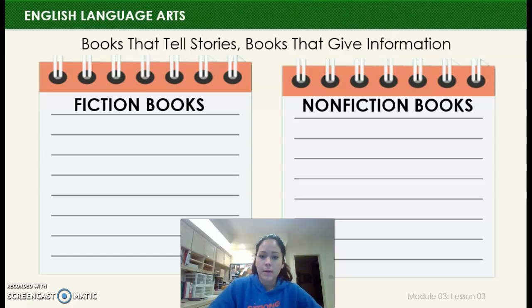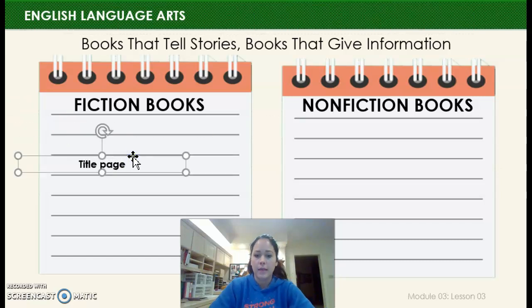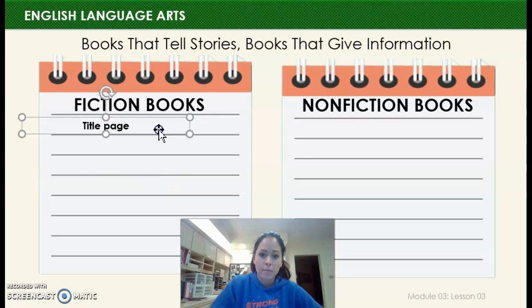So let's go ahead and put the parts that belong with each type of book that you read about in the lesson slide on Buzz. My first one that I need to figure out is title page. Do fiction books or nonfiction books have title pages? Those pages at the beginning that tell the title of the book, the author. So think about that in your head. Would it be fiction or nonfiction? Hopefully you said both, because both fiction books and nonfiction books have title pages.